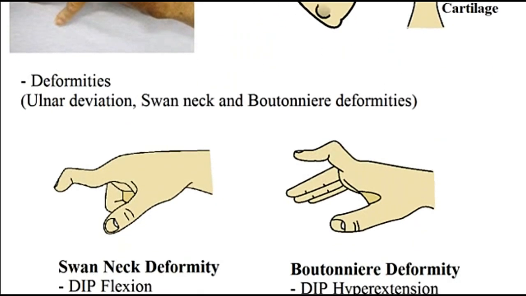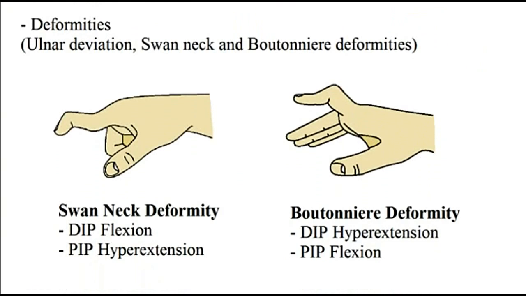Now finally, in addition to ulnar deviation, there are other forms of deformities that are seen with rheumatoid arthritis, and these include swan neck deformities, where you find that the DIP has flexion while the PIP has hyperextension.